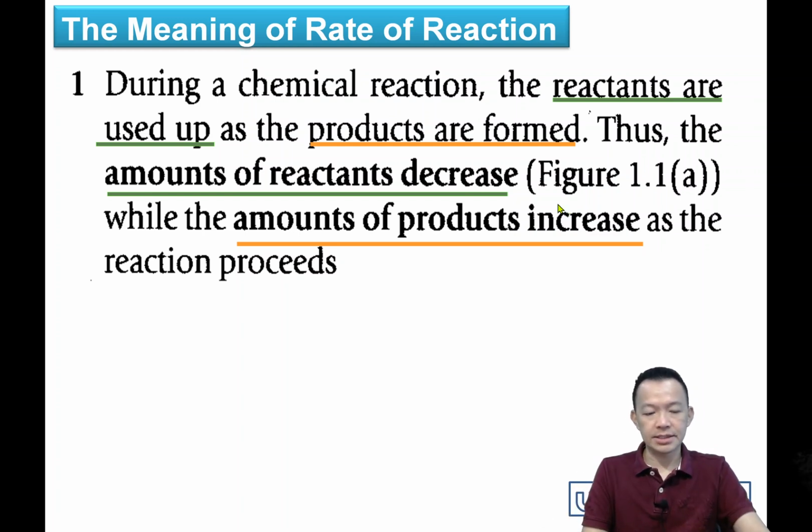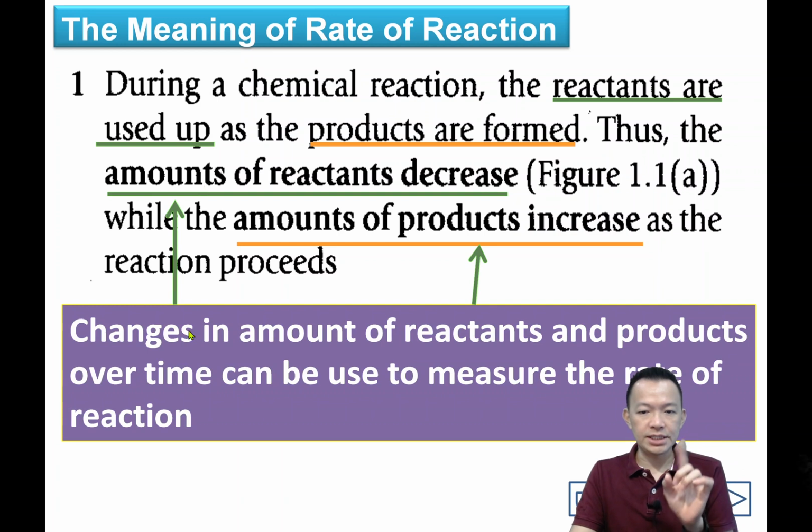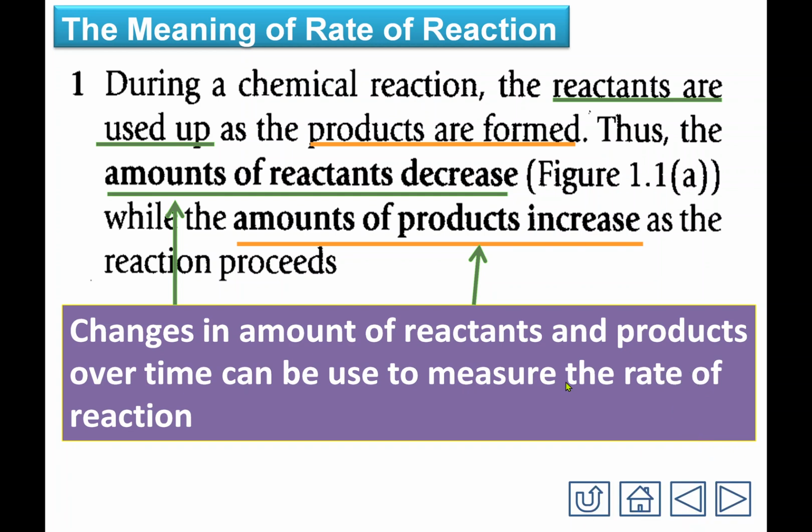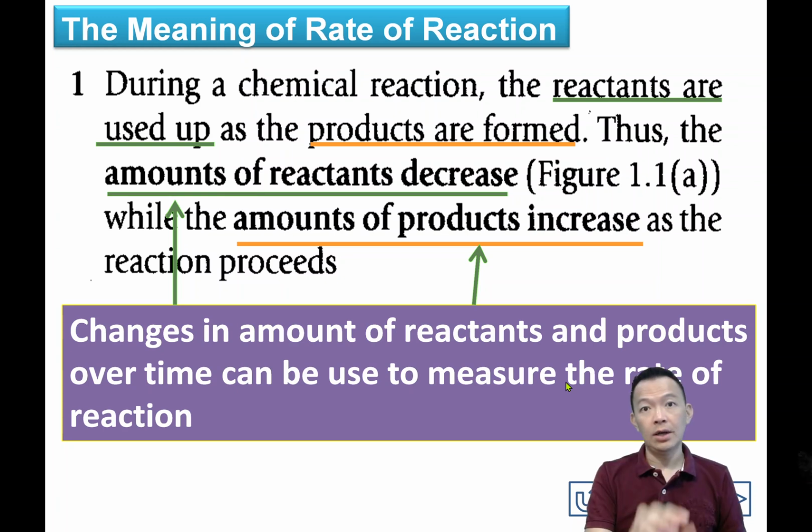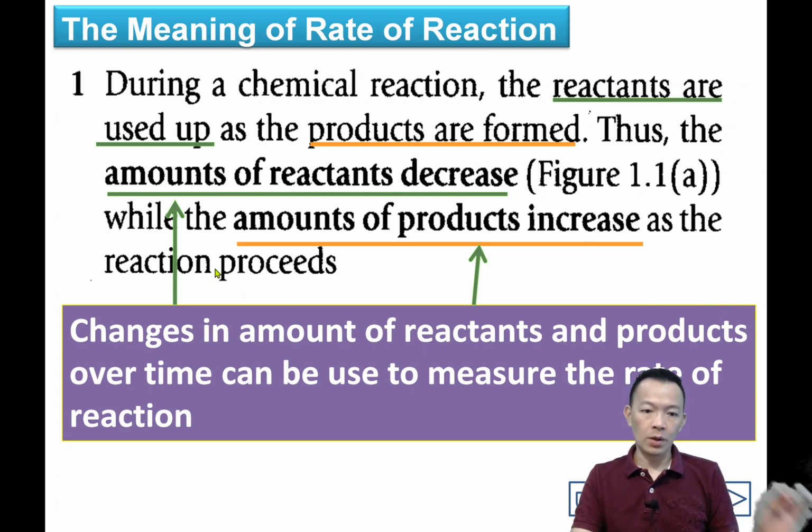How to measure the rate of reactions? The changes in the amount of reactant and product over the time can be used to measure the rate of reaction. In a certain period of time, if the reactant is used up very fast, or if the product appears very fast, the rate of reaction will be higher. So the changes in the amount of reactant and product over the time can be used to measure the rate of reaction.